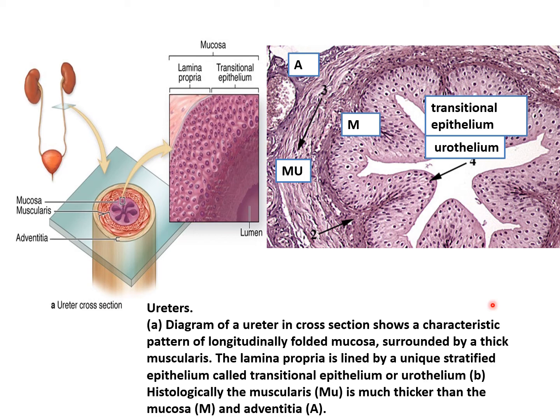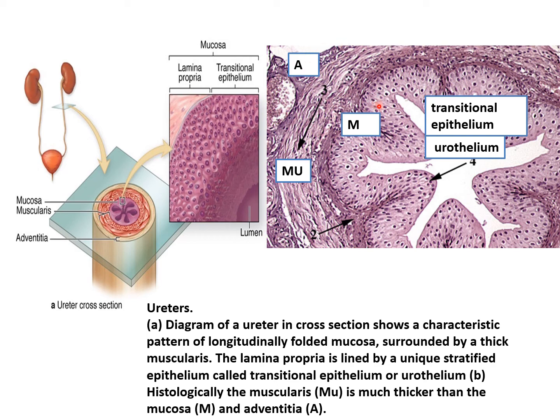In this diagram of a cross section in the ureter, we can note the layers of the ureter. The first one is the mucosa. This is the mucosa. The second one is the muscularis layer, and the third layer is the adventitia or fibrosa.